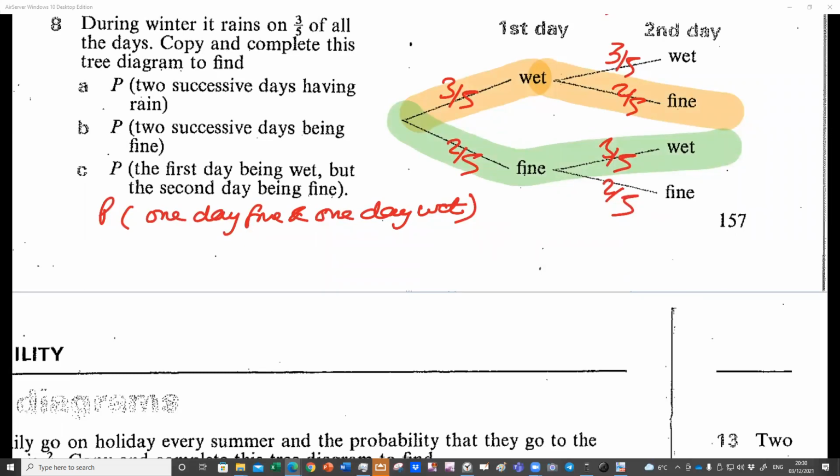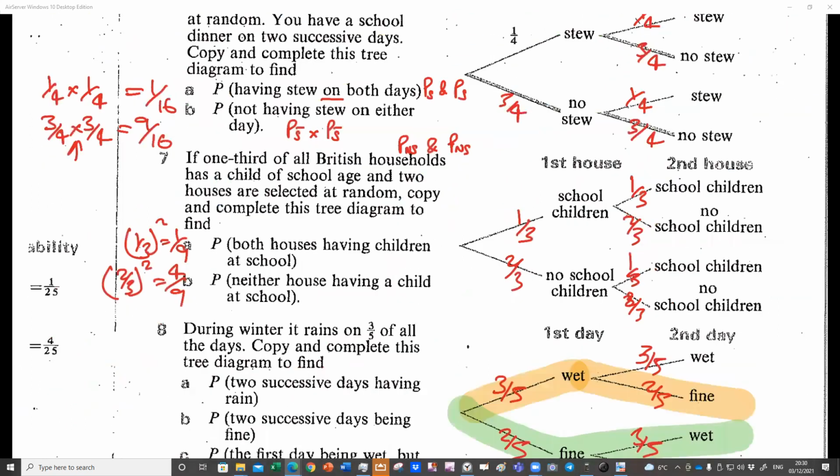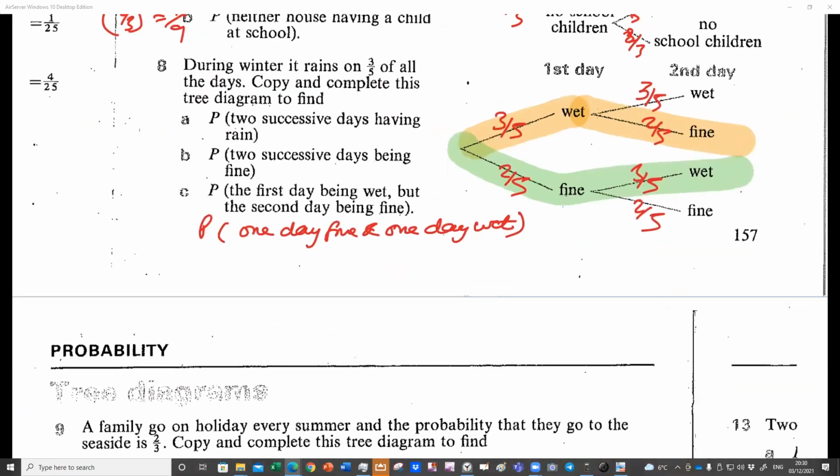Fantastic, lovely. That's exactly what we do. So 1 day fine and 1 day wet with no order on it, which basically means you're going to have 1 wet day, 1 dry day. And that happens in how many different ways? 2 different ways. It either happens by wet fine or fine wet. So in this part of the diagram, we've got more than 1 branch highlighted. Before we had 1, now we have 2 highlighted. So let's do some annotations to show the calculation. So that'll be probability of wet and probability of fine, or probability of fine and probability of wet.